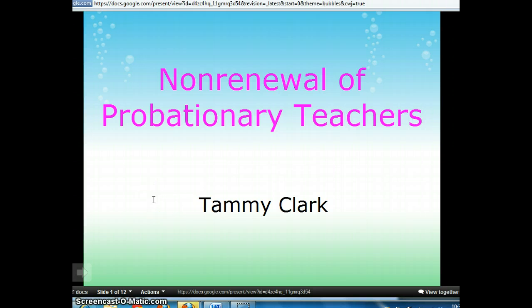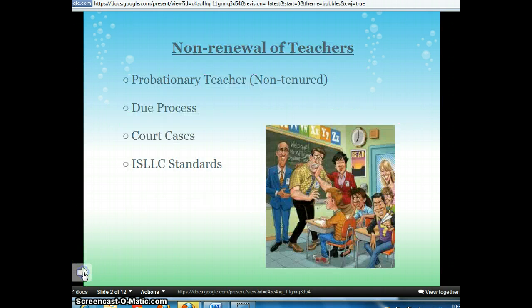Probationary teachers are those teachers that are not yet tenured. Non-renewal of teachers. Probationary teachers are non-tenured. We're going to talk about due process, court cases over non-tenured teachers, and ISLLC standards.